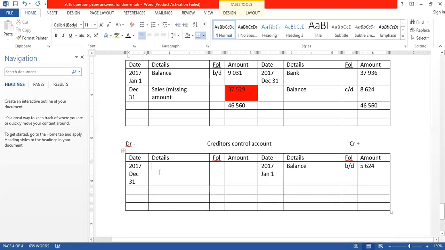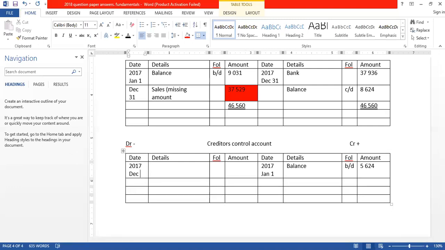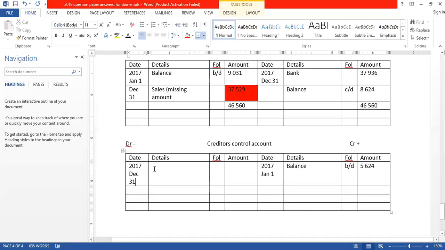Okay, and so under details, we have payments of creditors. In this case, you are taking this information from your bank account. So you paid through the bank, or you gave a check. Check is also bank, of 29,487. So why are we not writing payments of trade creditors here?